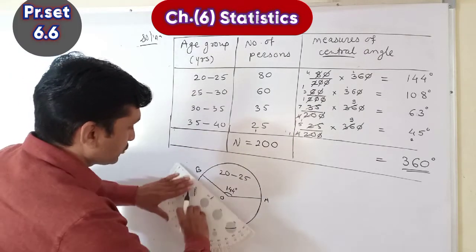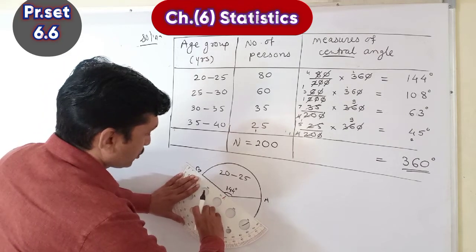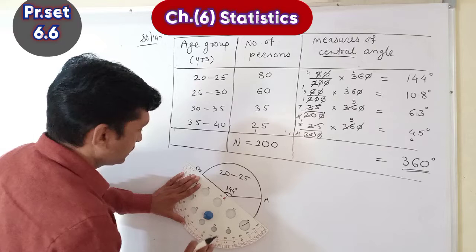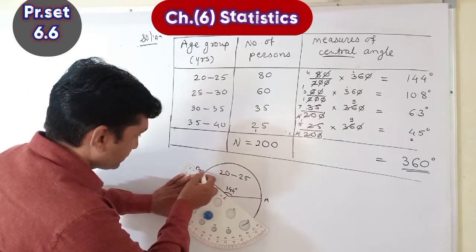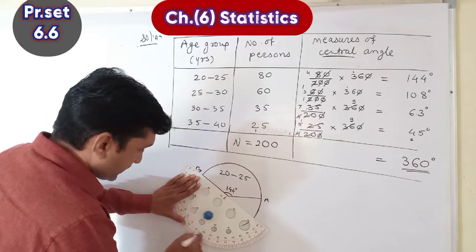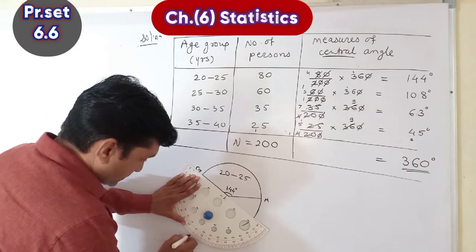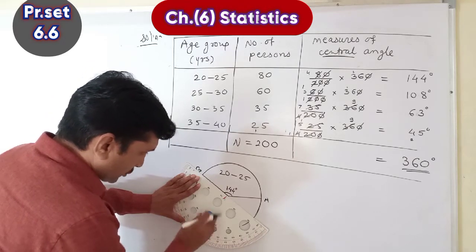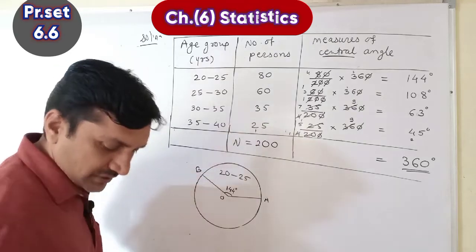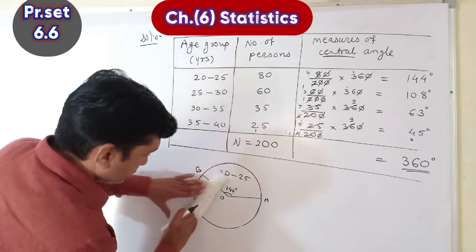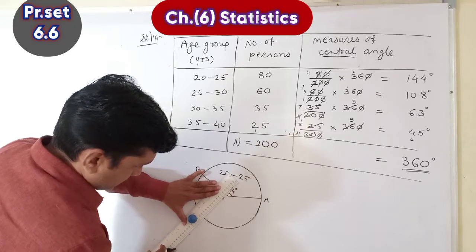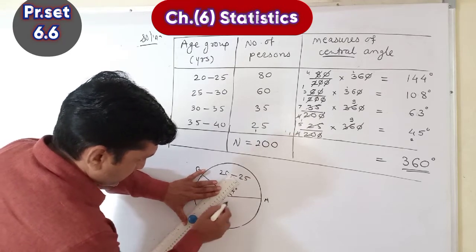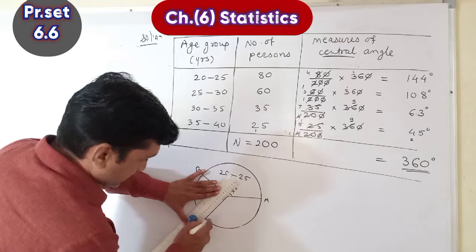On OB you have to keep the protractor on OB. Okay, in this way. And 108 again, 0 scale, this side 0 scale. 108, 100 is here, 5 is here, 6, 7, 8. I plot the point, and then using scale draw radius.